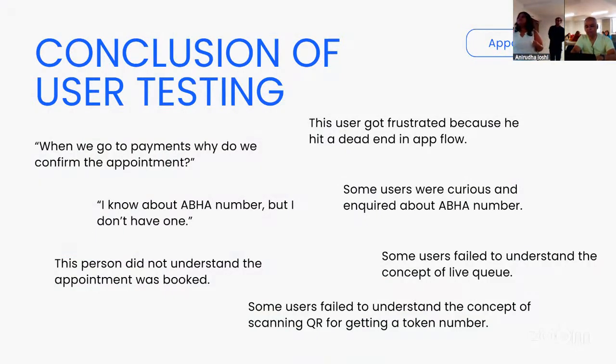So these were a few statements from users. When do we book? Why are we paying when we are confirming the appointment? There is no option, I can't see any option as confirm appointment. I know about Aadhaar number, but I haven't added it. What is Aadhaar number? Some users fail to understand that the QR needs to be scanned at the clinic because it's a fairly new system.